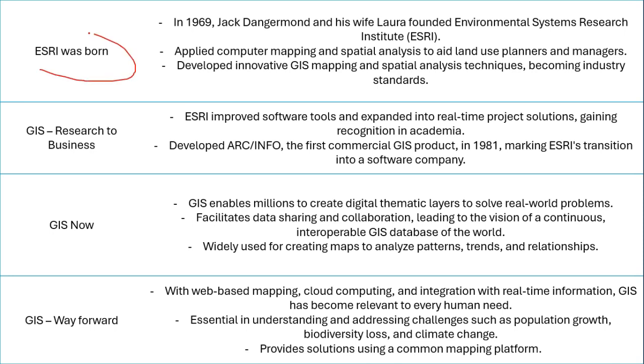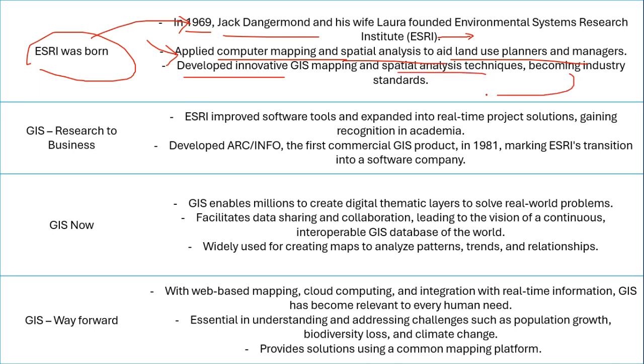After that, Esri was born. In 1969, Jack Dangermond and his wife Laura founded Esri. As we all know about Esri, we use software from Esri like ArcGIS Desktop, Pro and ArcGIS Online for different GIS applications. After Esri was born in 1969, there was an application of computer mapping and spatial analysis to aid land use planners and managers. Esri also developed innovative GIS mapping and spatial analysis techniques, becoming the industry standard. And in the present time, Esri is also setting the standards for GIS.